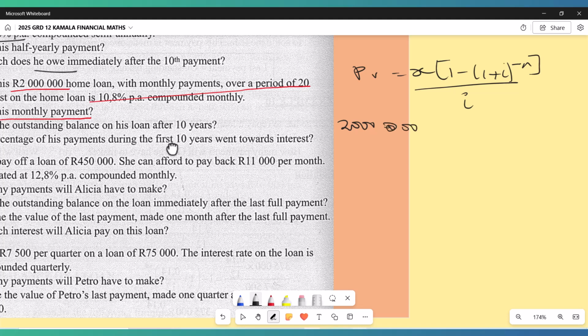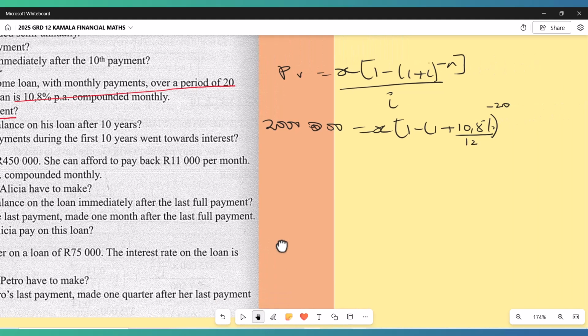Now the loan is 2 million, so 2 million equals X, which we are looking for, open brackets, 1 minus (1 plus i). They're saying 10.8%, divided by 12 because we are compounding monthly, and being 20 years, the power is negative 20 times 12, then divided by i again, which is 10.8% divided by 12. So we're looking for X here.